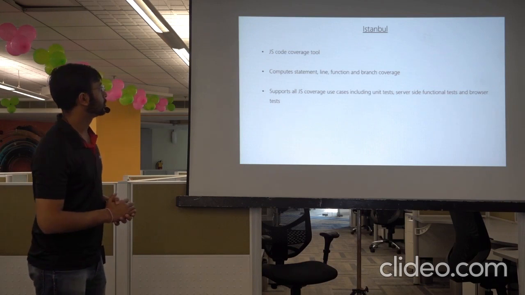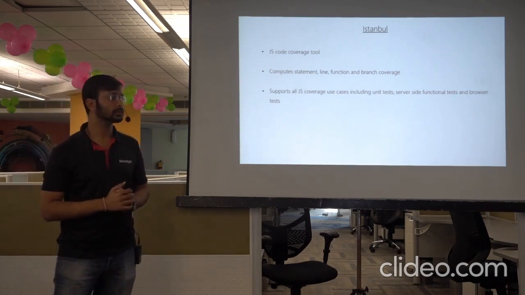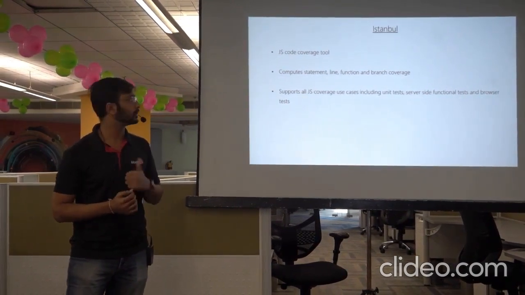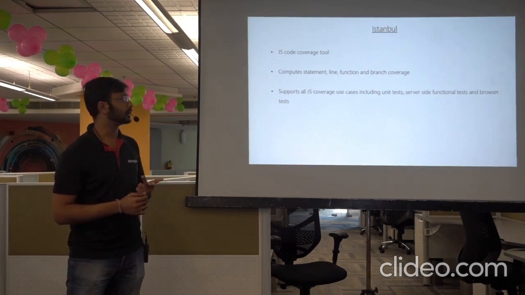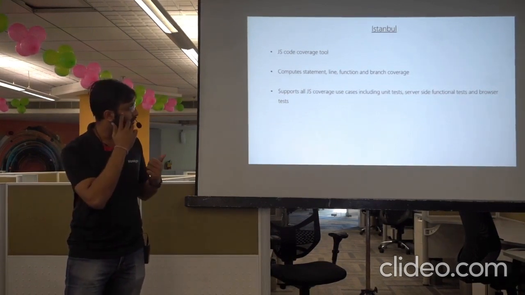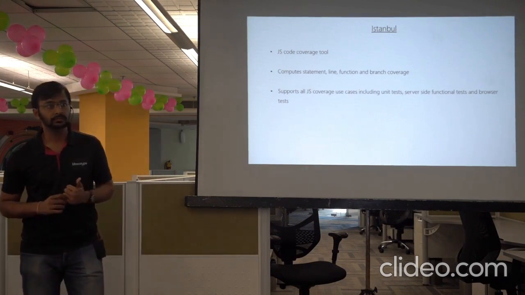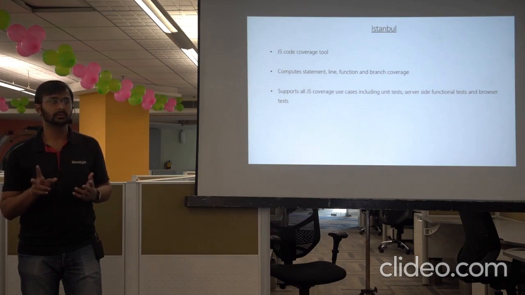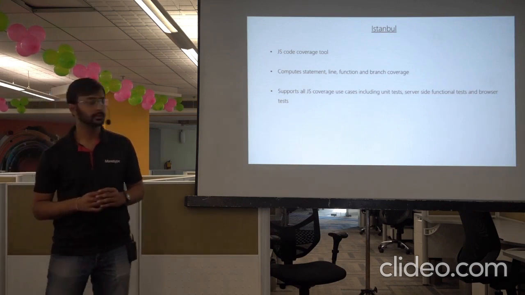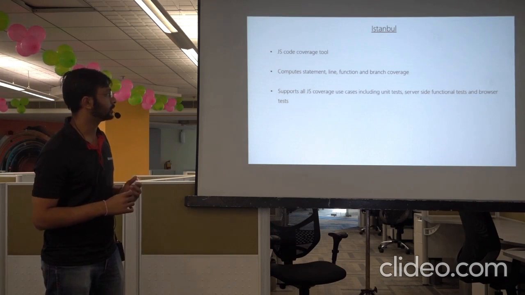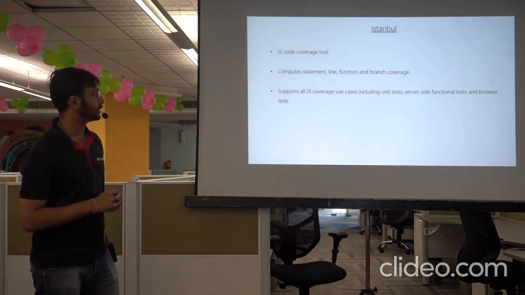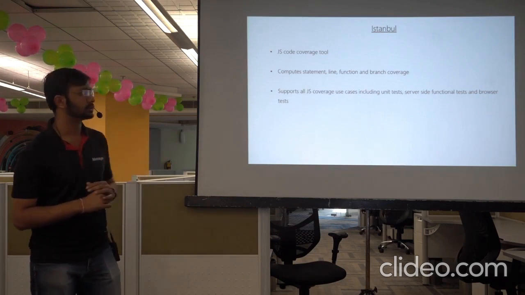Okay? So it's a code coverage tool for JS applications, and it provides you with different metrics, that is statement coverage, line coverage, function coverage, and branch coverage. For this Istanbul report, let me mention that a statement is anything that ends with a semicolon, and the number of statements can be within a line. So that is the difference between statement and line. Function, as we all know, and branch is any conditional. Okay? So it supports all JS coverage use cases, including unit tests, server-side function tests, and browser tests.